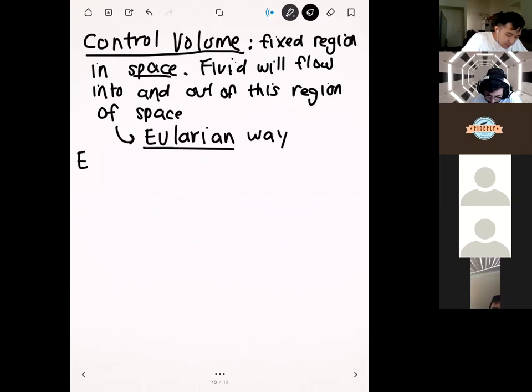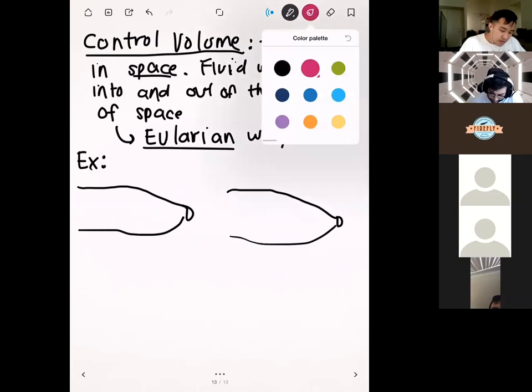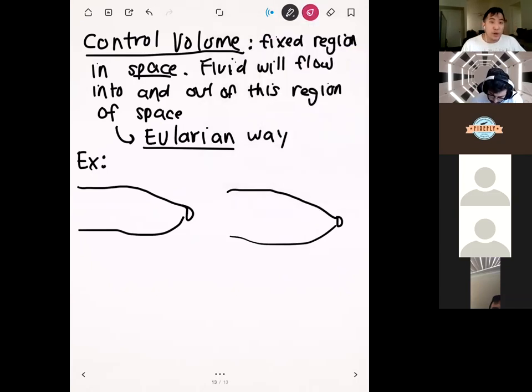To illustrate the differences between systems and control volumes, let's do an example. Let's say that we have a garden hose. I'll draw two of them. In the garden hose, we're going to see how a system would analyze the fluid here, and how a control volume would analyze the fluid. On the left here, we'll have system. And on the right here, we'll have control volume.